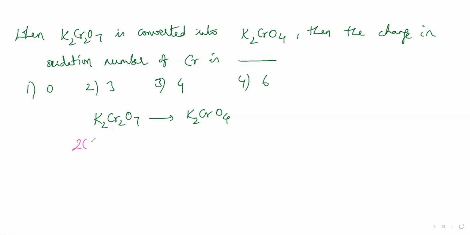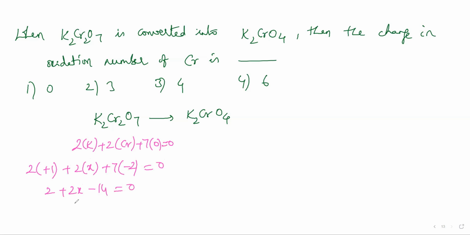Here, 2 potassiums, 2 chromium atoms, 7 oxygen atoms. Charge should be equal to 0 because it is neutral. Now 2 into potassium plus 1, 2 into chromium, we don't know X. Oxygen minus 2 should be equal to 0. So 2 plus 2x minus 14 is equal to 0. 2x equal to plus 12, x equal to plus 6. So here in this case, chromium oxidation state is plus 6.